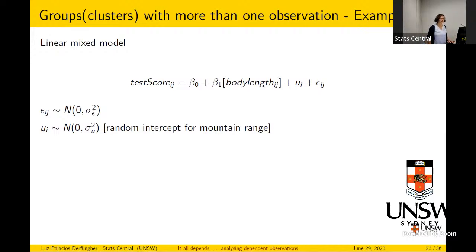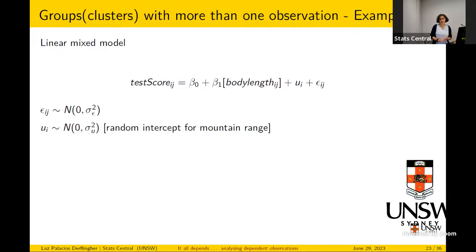Does anyone want to answer? No one online? Okay. Does the mountain range have a different impact on different dragons? Well, it can be, yeah, but the thing is that here, our main interest is the relation between body length and test score, right? And if we wanted to account for the variation by mountain range, that's when we include this random intercept, right?